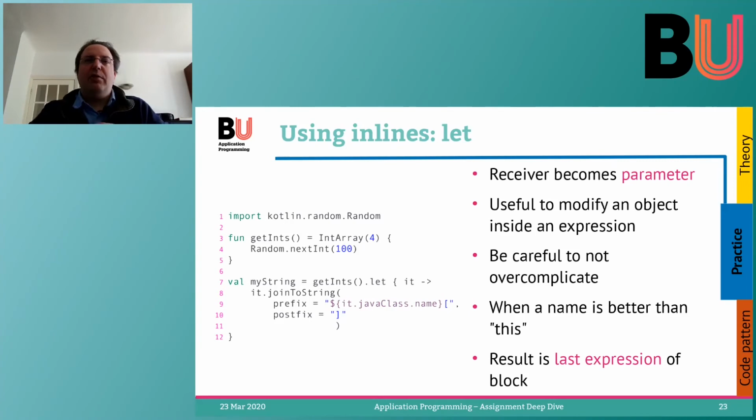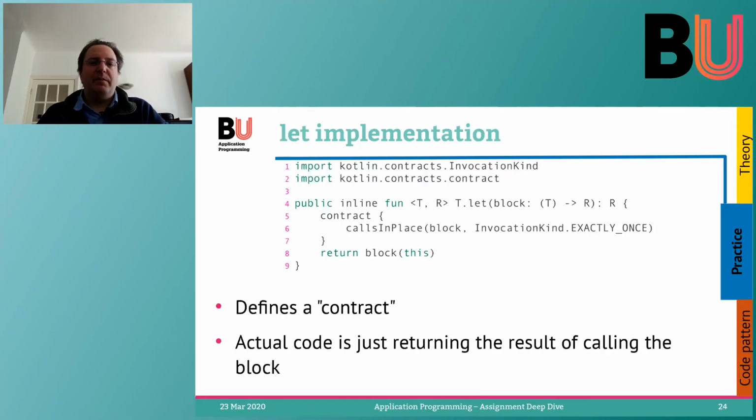So how does let work? Again, it's very similar. It just returns the block, but in this case, we pass this object as a parameter rather than as a receiver. So it just converts how you're calling it in a way. So it's a really simple, tiny building block.